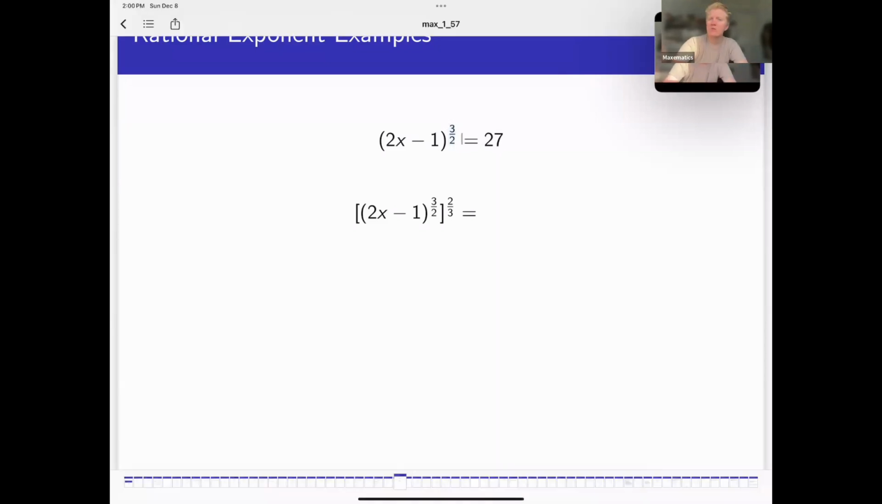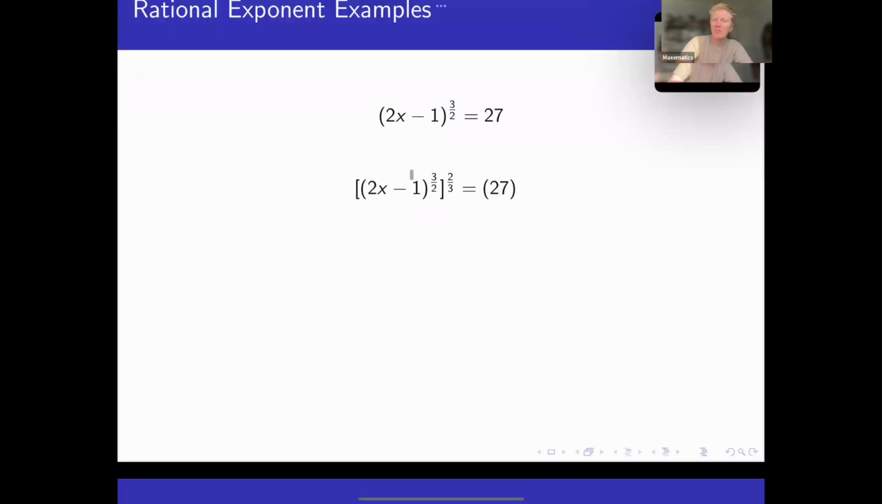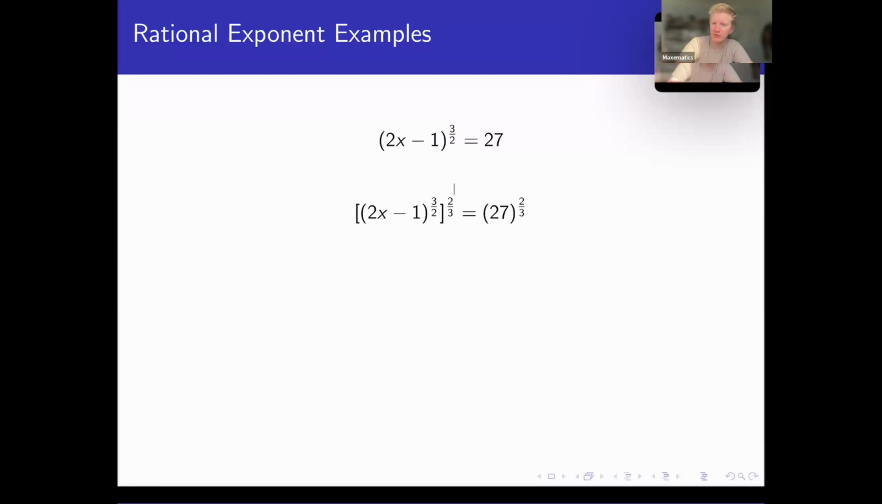Okay. The original numerator was 3. 3 is odd. Nothing weird happens when it is odd. Okay, so we're going to raise both sides to the 2/3. To the 2/3 says cube root first and then squared. So cube root of 27 is 3 and 3 squared is 9.